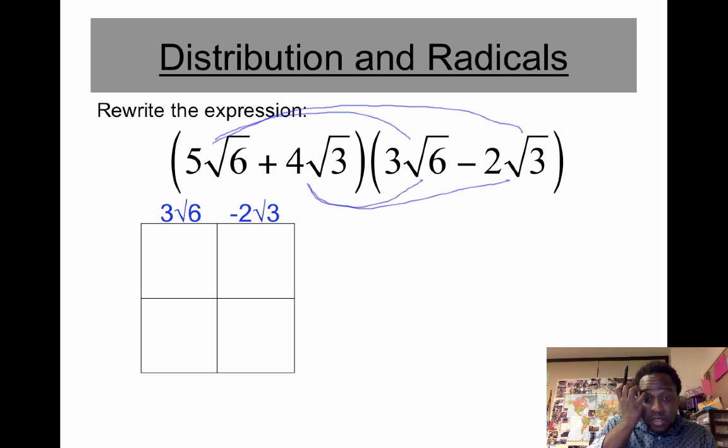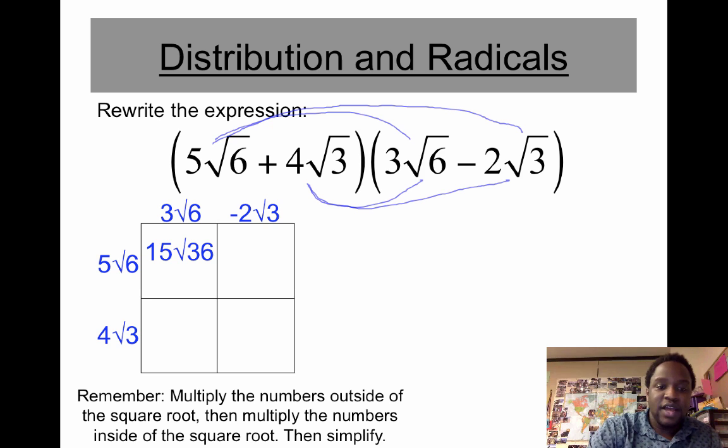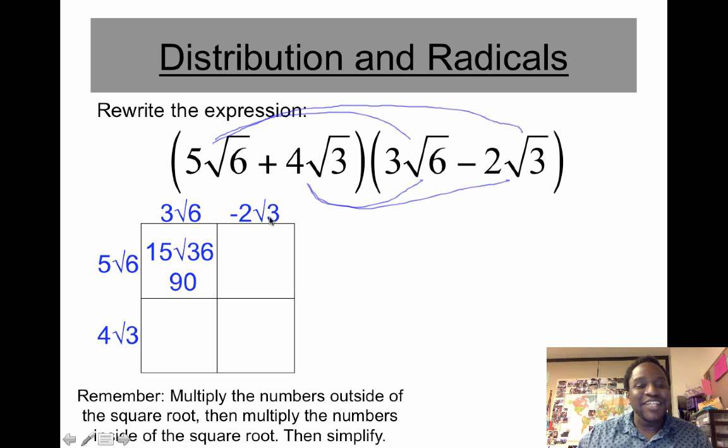So this time I'm going to use the box method. I have 3 root 6 and negative 2 root 3, and I have 5 root 6 and 4 root 3. So this box is going to be 15 root 36, and so root 36 is 6, so 15 times 6 is 90. So this box is going to be 90. For this box, we have 5 times negative 2 is negative 10, and then radical 6 times radical 3 is radical 18. Now radical 18, 9 goes into it, so this is radical 9 times radical 2, or 3 times radical 2. So negative 10 times 3 radical 2 would be negative 30 radical 2.